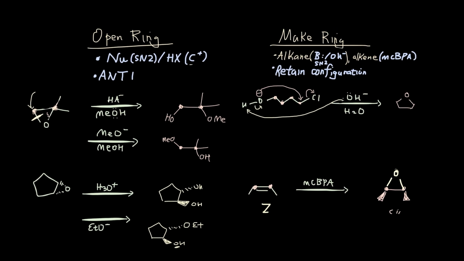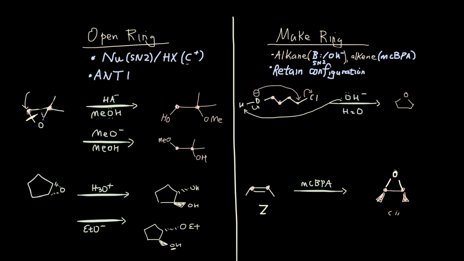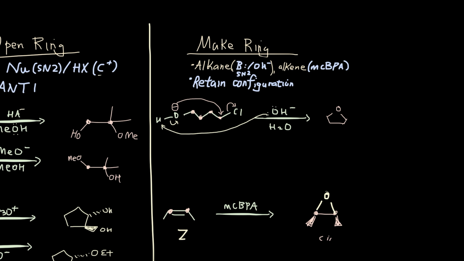So to recap everything, to open any type of ring, you can use an acid for a carbocation at the more hindered, more substituted, more stable position, or you can use a nucleophile, SN2, at the less substituted carbon. Whereas if you want to make a ring, you would use SN2 for alkanes with intramolecular reaction, or for alkenes, use mCPBA while maintaining the configuration.